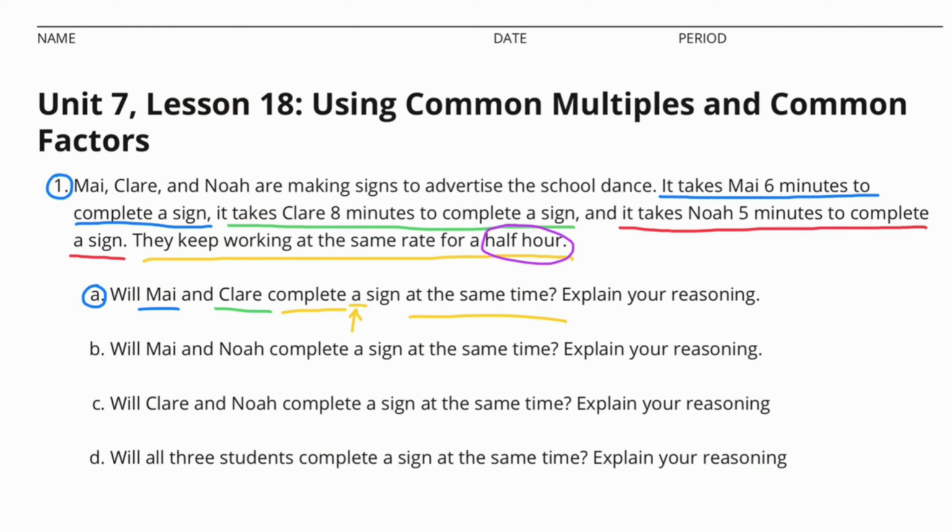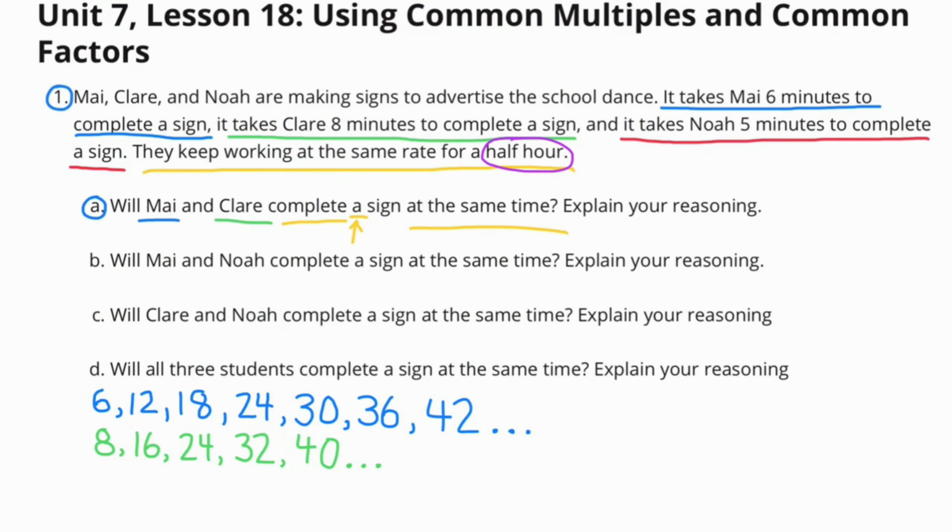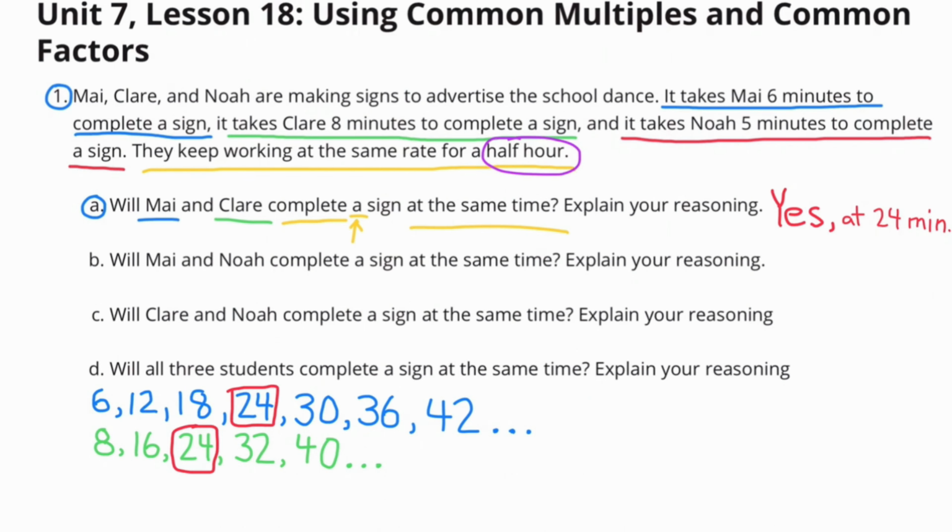A. Will Mai and Claire complete a sign at the same time? Explain your reasoning. Mai completes a sign every 6 minutes, and the multiples of 6 are 6, 12, 18, 24, 30, and anything after 30 is after a half an hour and it won't count anyway. Claire completes a sign every 8 minutes, and the multiples of 8 are 8, 16, 24, 32, and 40. At the 24th minute, both Mai and Claire will complete a sign at the same time, since 24 is a common multiple for 6 and 8.